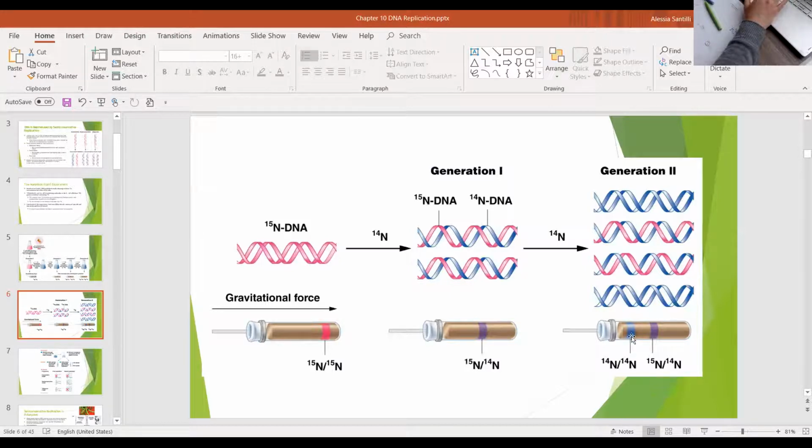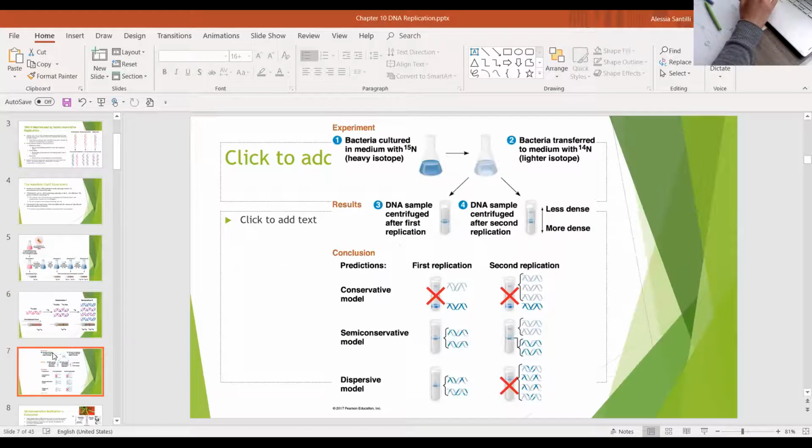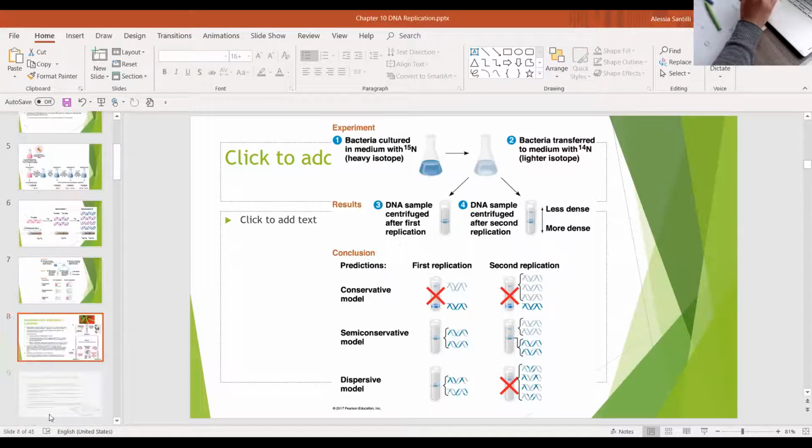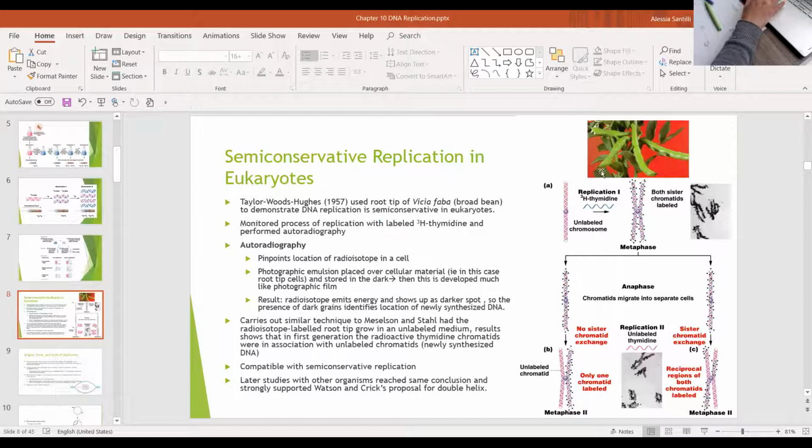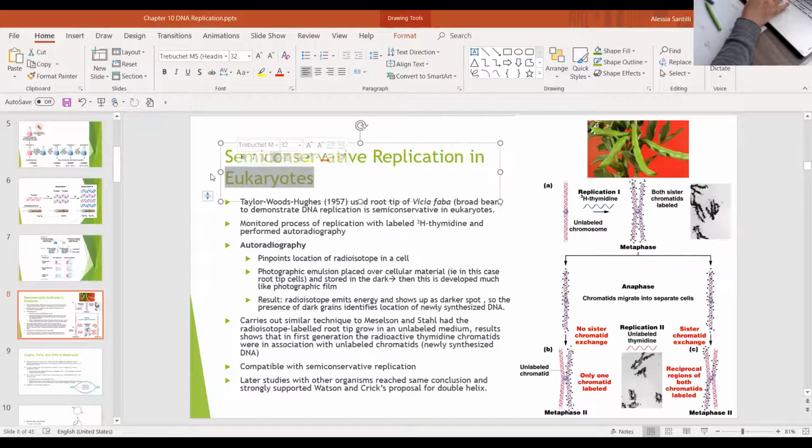They saw that there was DNA with two strands of 14N nitrogen, and therefore they sufficiently disproved the dispersive model. So all in all, the Meselson-Stahl experiment proved that it was due to semi-conservation. Again, though, this was only something that had been seen in E. coli, in bacteria, and so we needed something to show that the same occurred in eukaryotes.